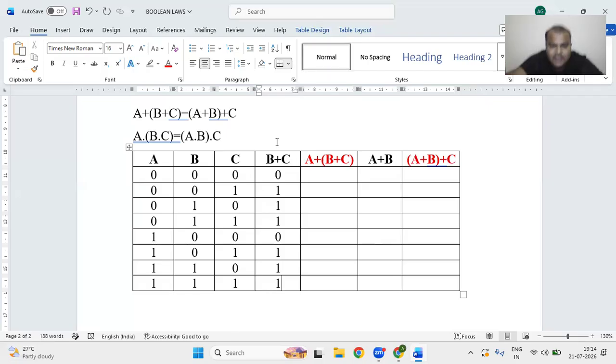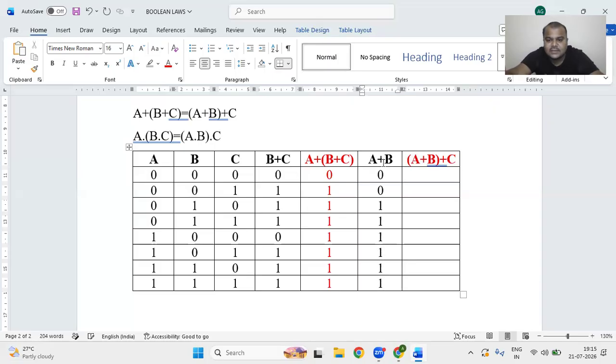Next to this value, this column add with A. 0 plus 0, 0; 0 plus 1, 1; 0 plus 1, 1; 0 plus 1, 1; 1 plus 0, 1; 1 plus 1, 1; 1 plus 1, 1 plus 1. See? Next, on this side A plus B, first you have to do these two columns. After that you can add: 0 plus 0, 0; 0 plus 0, 0; 0 plus 1, 1; 1 plus 1, 1; 1 plus 1, 1 plus 1, 1 plus 1, 1.